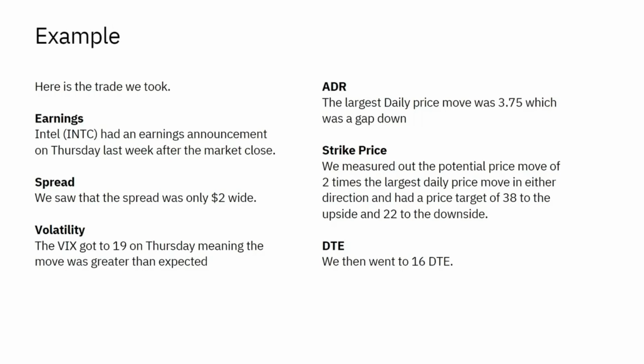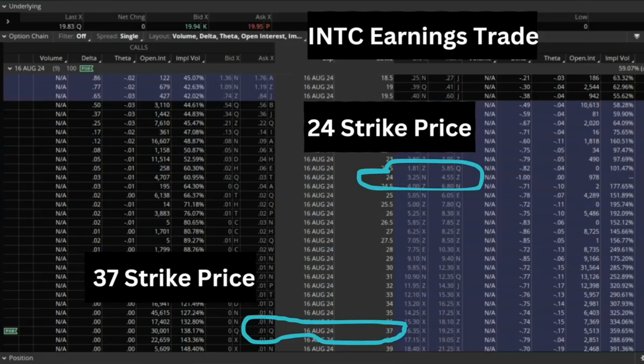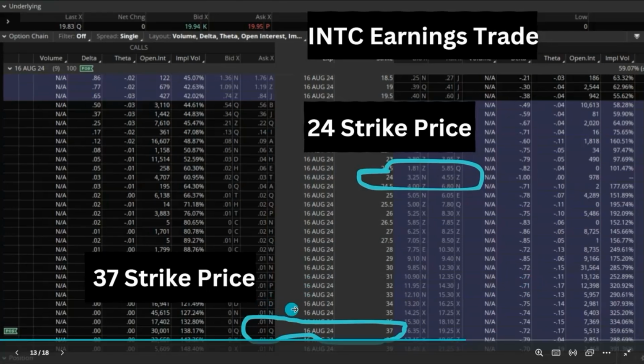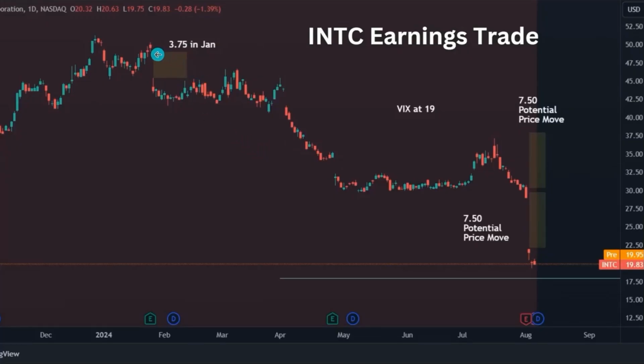We then went to 16 days to expiration. Here is where we executed the trade. We looked at the options chain and we bought a 37 call and a 24 put. Here is what the chart looked like. This is our measurement in January of 3.75. We noted that the VIX is at 19, so you double this potential price move, which gave us 7.50. So price could either move up 7.50 points or down 7.50 points.